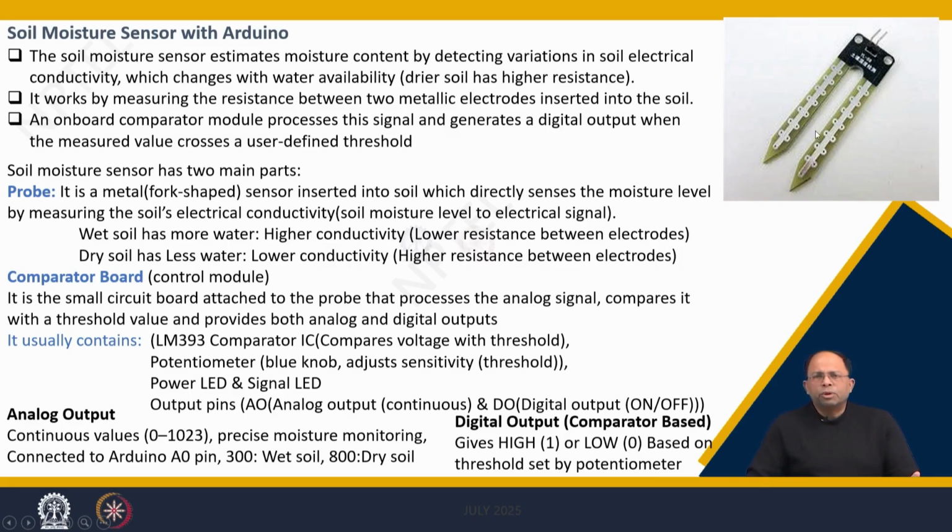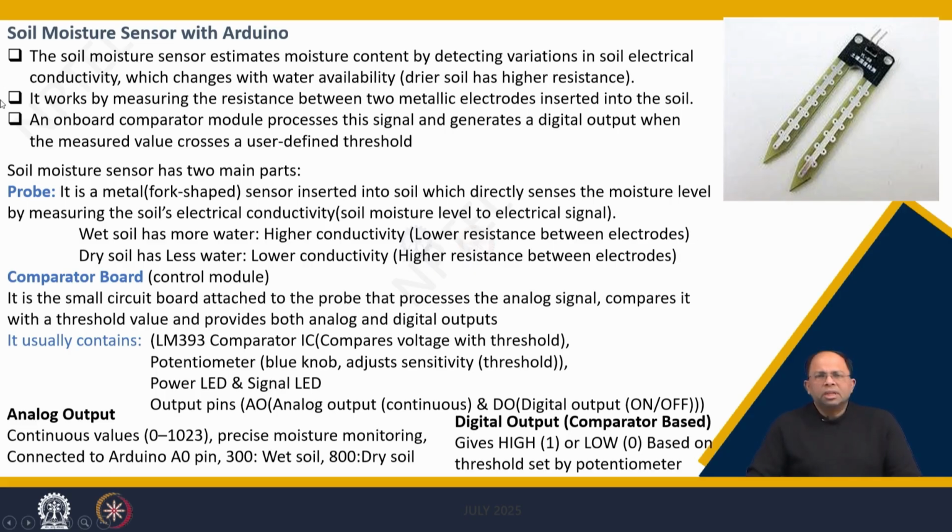This kind of probe will generate analog signals, and that has to be converted into a digital output. It could also be based on some threshold value, so either I can get the value in the form of a range, or I can also get the value like high or low. If we set a threshold for a certain value, we can say that it is either low or it is either high.